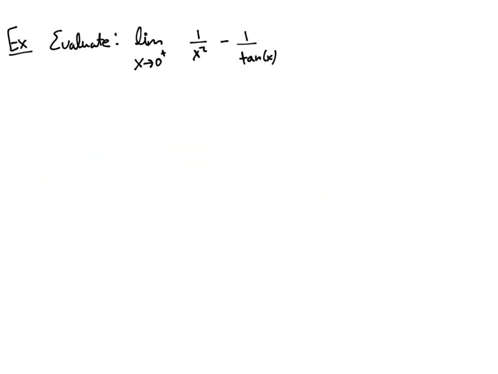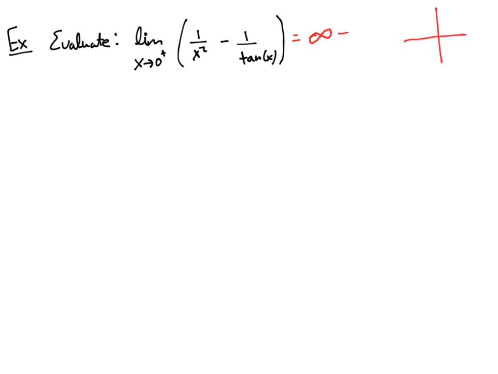Okay, our next example asks us to evaluate this limit as x goes to 0 from the right of 1 over x squared minus 1 over tangent of x. Let's try direct substitution and see where that gets us. 1 over 0 from the right-hand side, so we're getting really close to 0 from the right. So we have 1 divided by really small numbers, and those are getting squared. But that first term is approaching infinity, minus 1 divided by tangent of x.